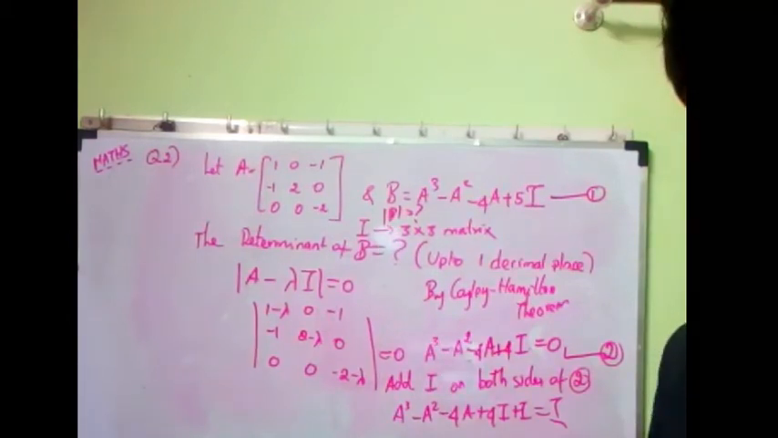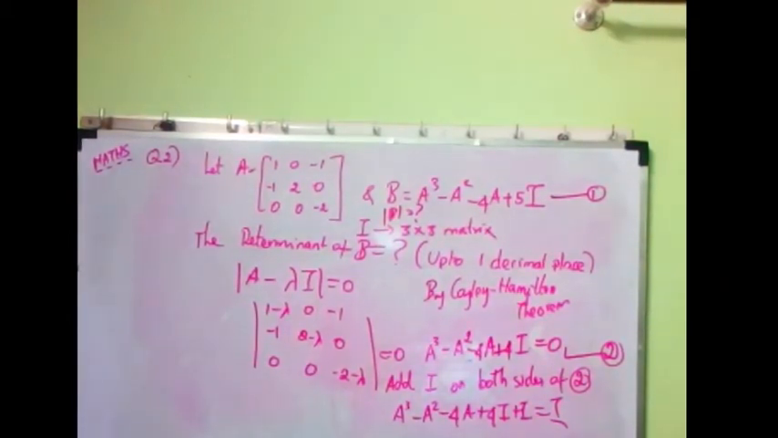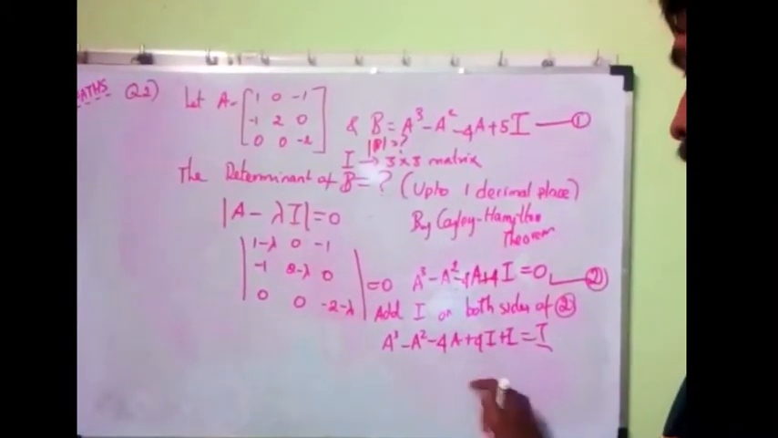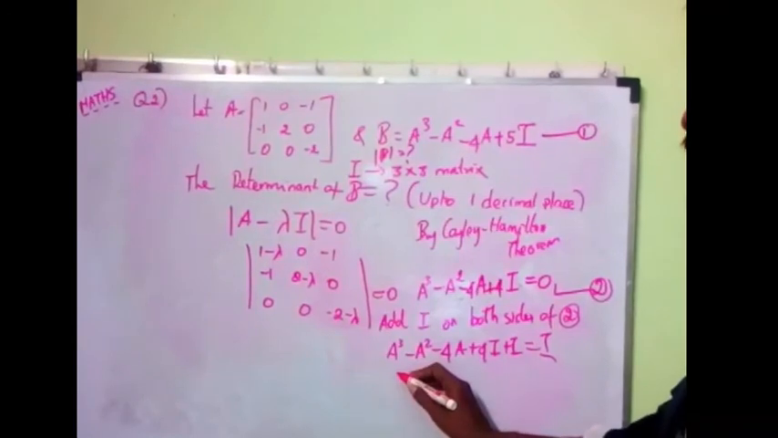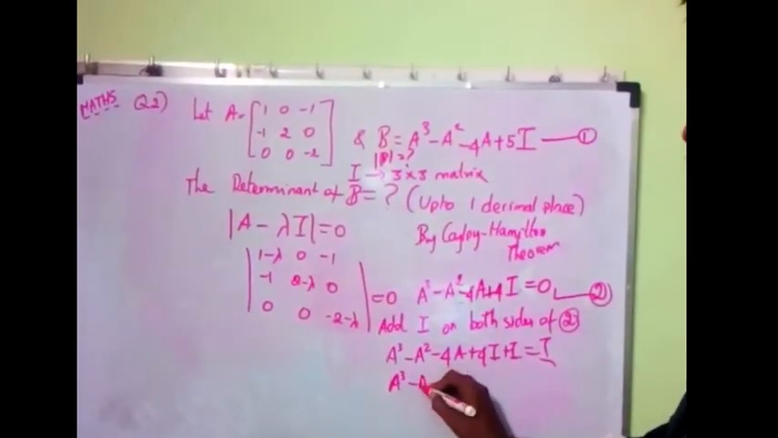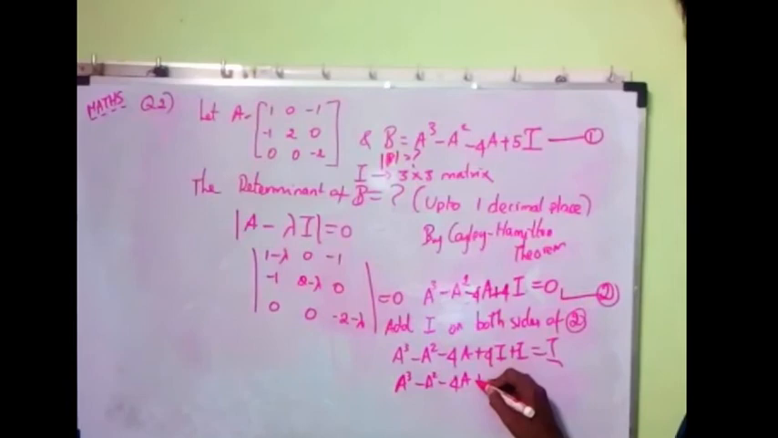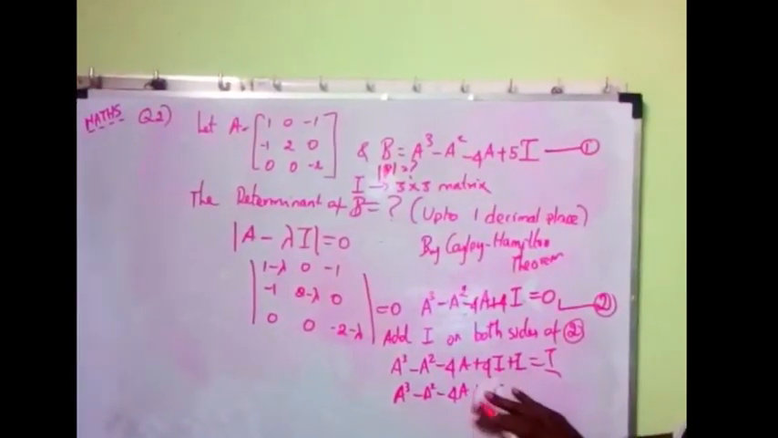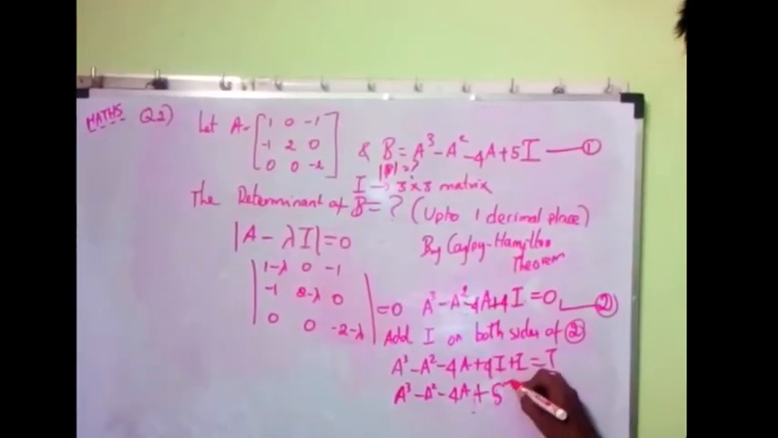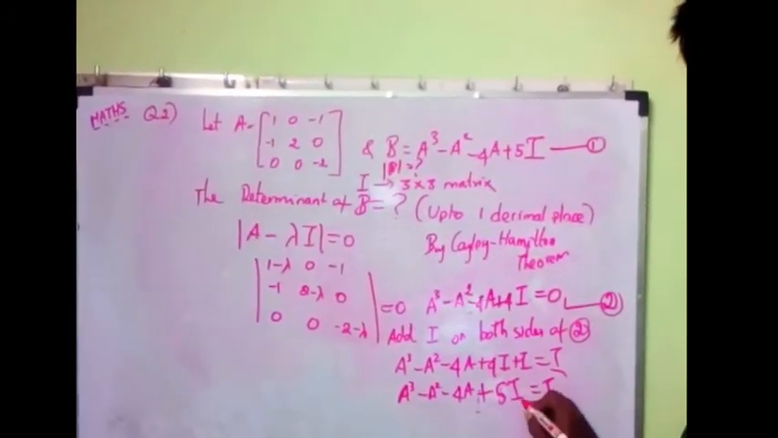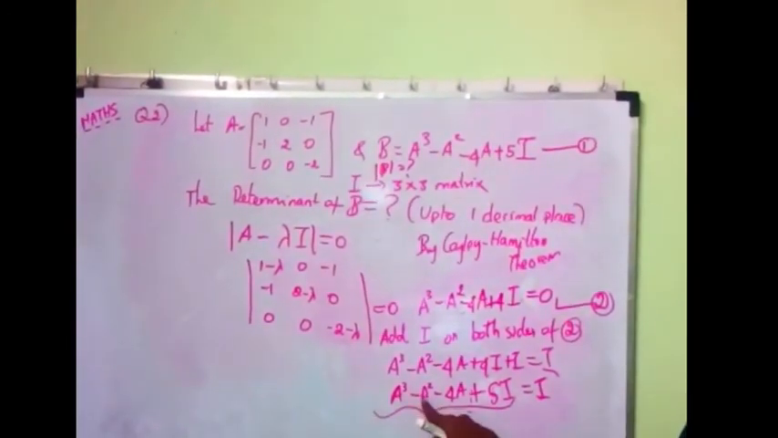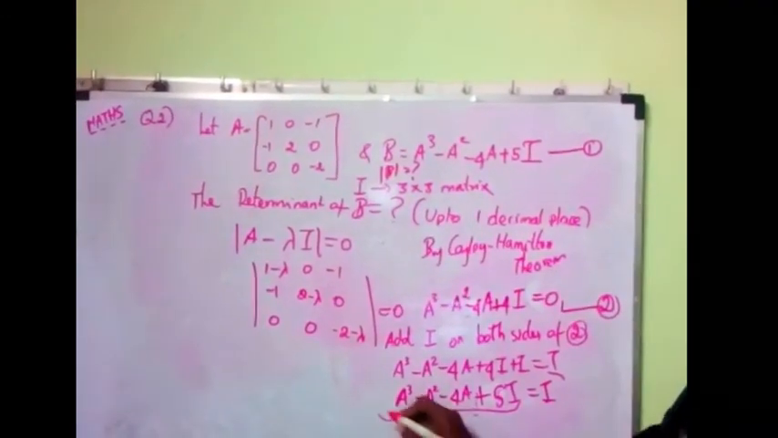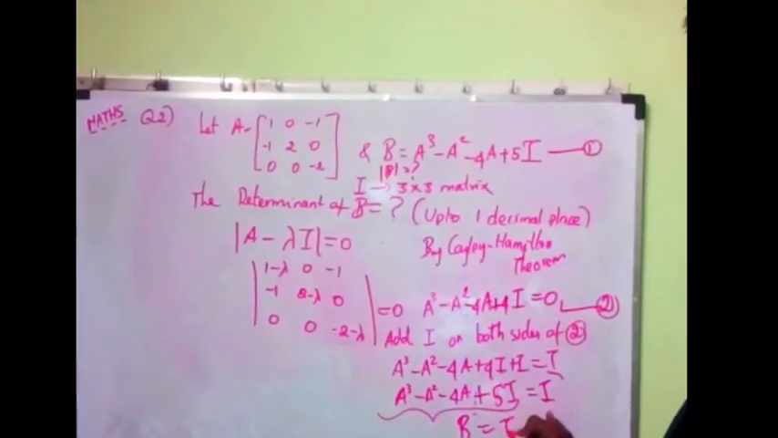I hope you can see the board clearly now; I tilted my camera so that you can see it better. Afterwards, what's 4I plus I? 5I, right? So A cube minus A square minus 4A plus 5I equals I. Take this whole term, which is equal to B. So B is equal to I.